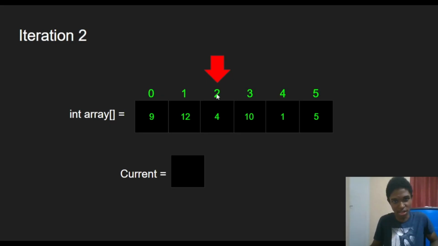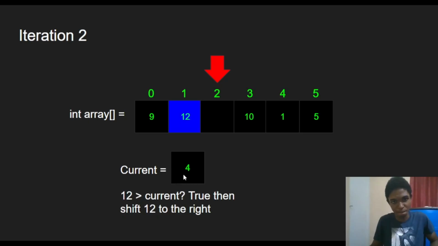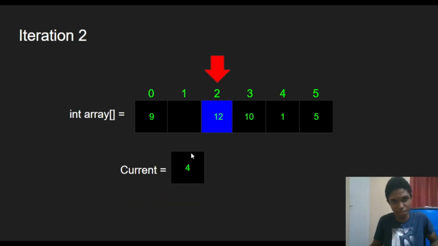So here we're at index 2. We'll take whatever value is in our current position, in this case 4, and move it to our current variable. Now we'll examine the elements to the left and compare them with whatever is in current. So we'll say, is 12 greater than our current value? True. Then shift 12 to the right.